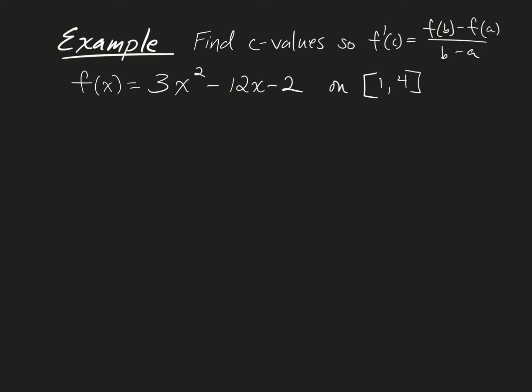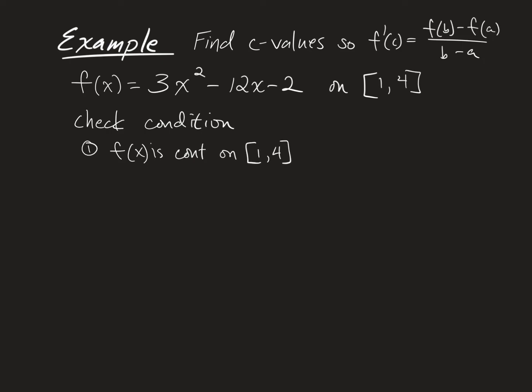Okay, the first example here, we are going to find c values so that this equation from the mean value theorem is true. So how do we do that? The first thing you need to do with every single mean value theorem question is first check the conditions. And we have 2 of them. And you can just simply write those out, right? f of x is continuous on the closed interval 1 to 4.